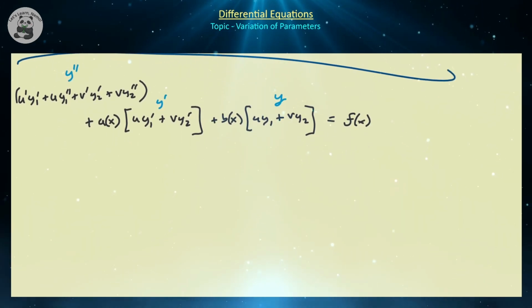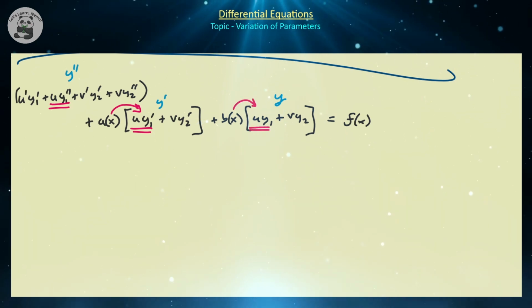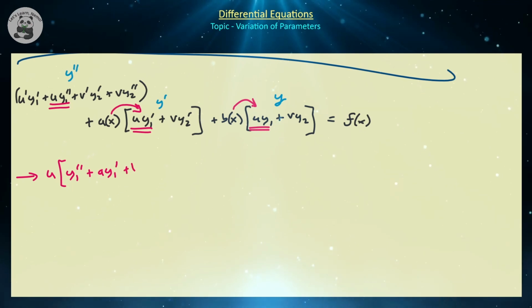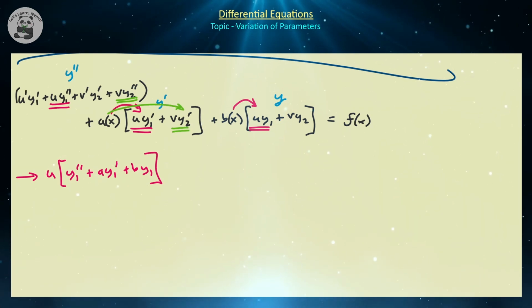So what I want to do is group all of the things that have u in front of them, just u. So we're going to have a u y1 double prime there. We have a u y1 prime there, and don't forget your little a. And then we're going to have our u y1 in front of there. So once we rearrange, we're going to have u times y1 double prime plus a y1 prime plus b y1 there. And then I'm going to look at my v terms. So v y2 double prime, and don't forget your a.